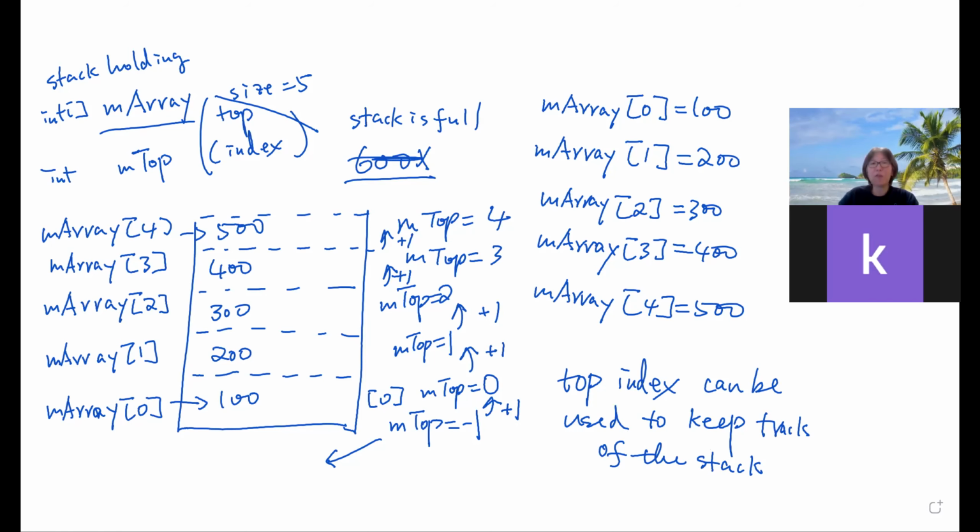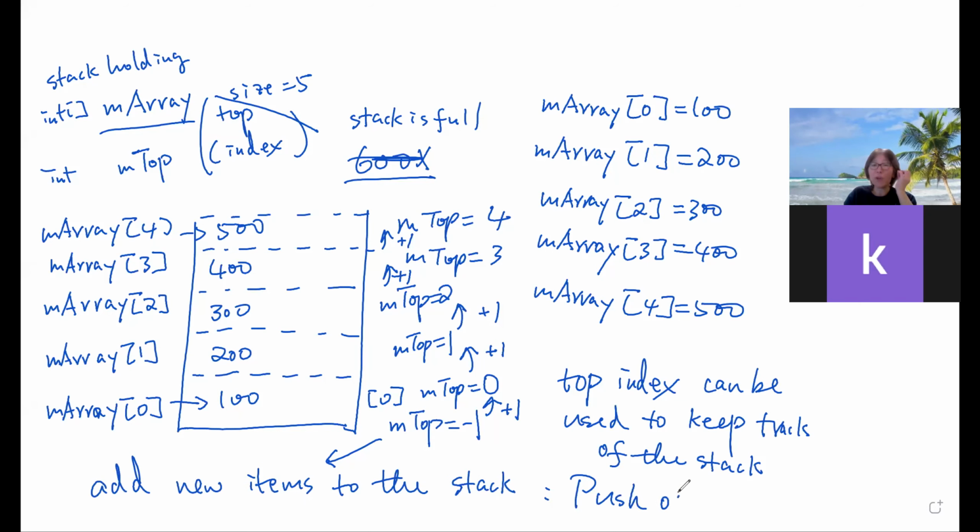So that's whenever we want to add new items to the stack. How do we add a new item to the stack? In data structures, adding a new item to the stack has a specific name. It's called the push operation. So adding an item at the top, we call it the push operation.